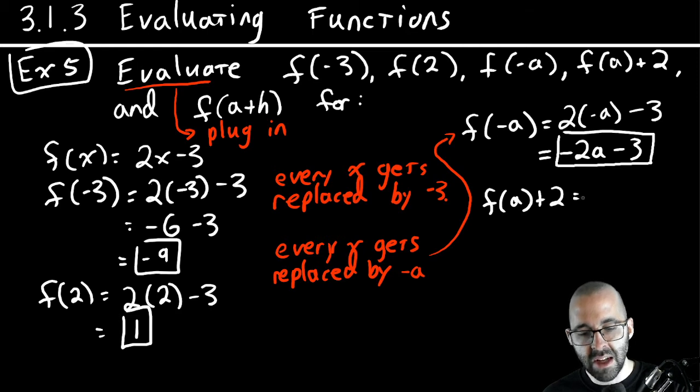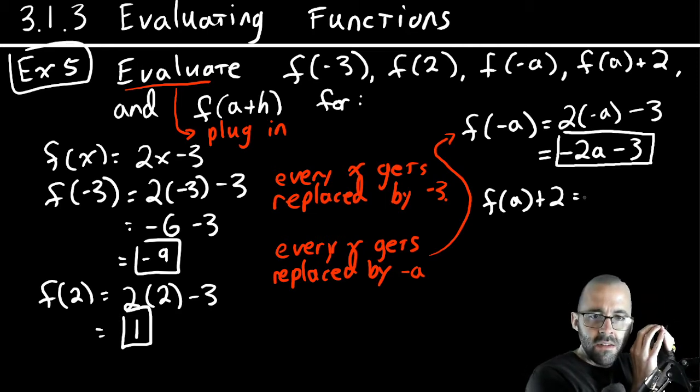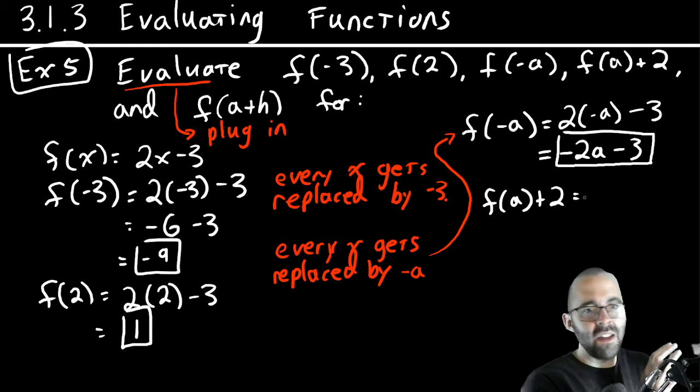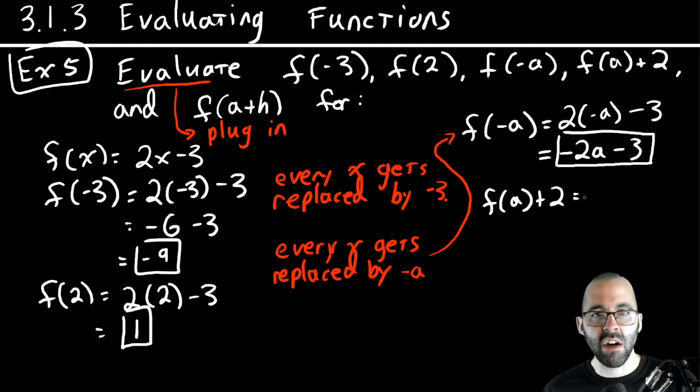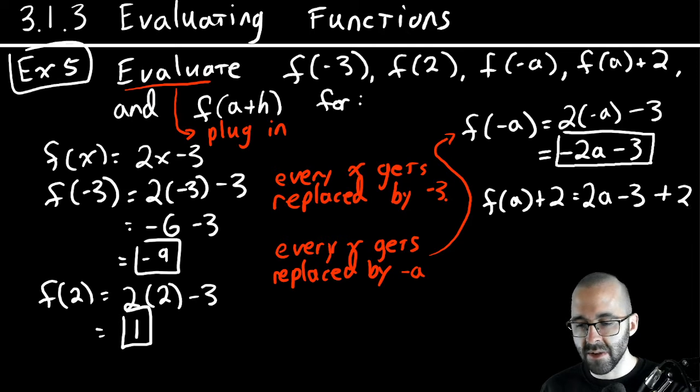F of a plus 2. So we replace everything on the inside. X gets replaced by whatever's on the inside. But the outside is just tacked on. All right? So this really is just what is f of a and what is plus 2. So f of a, replace all the x's with a's. And then there's a plus 2.